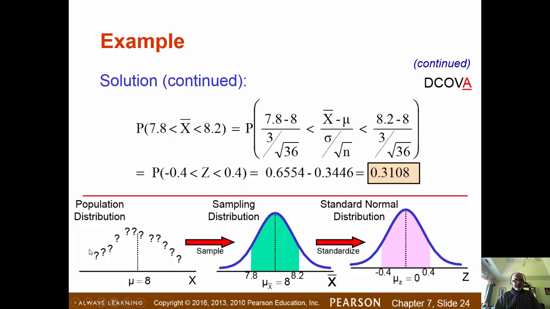So something like this. The population distribution is unknown. We take a sample, and the sample mean follows a normal distribution, and we want the probability from 7.8 to 8.2. Standardize that to z values and find the probability using the normal table. Now let's look at an Excel example.